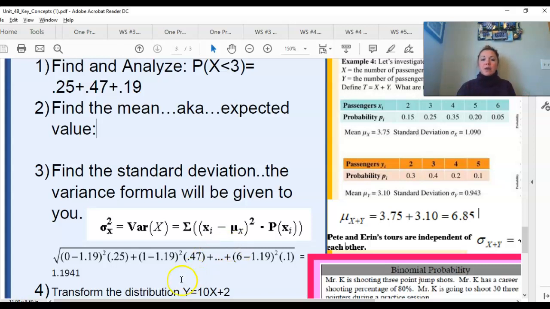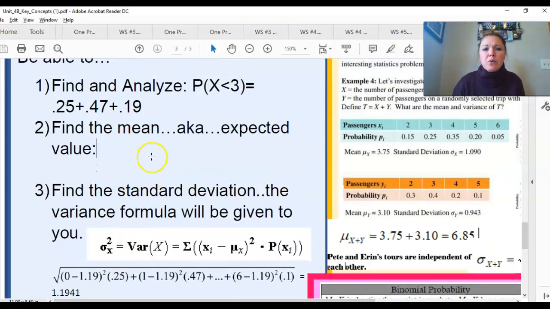Okay, so how do I do that? Now, I must have found that the expected value was 1.19 because I have the formula plugged in here to show you how. How do I find that standard deviation?